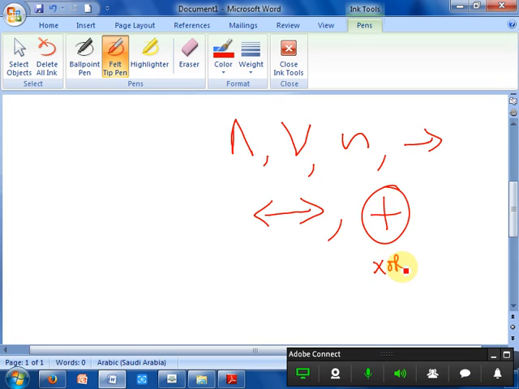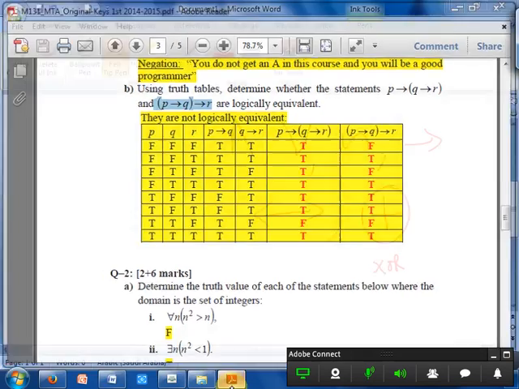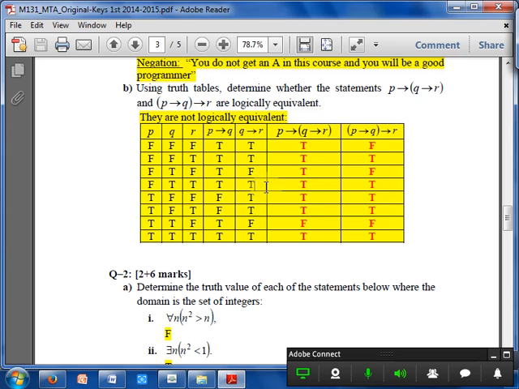In the AND case, if both are false, it is false, or if both are true, it is true, otherwise false. In the OR case, if both are false, it is false, otherwise true. Like this, not, if true, false. So like this, you have to remember the tables. If you remember the tables, then you can solve this problem. XOR is true, true, false, false, false, false. So you have to remember that.